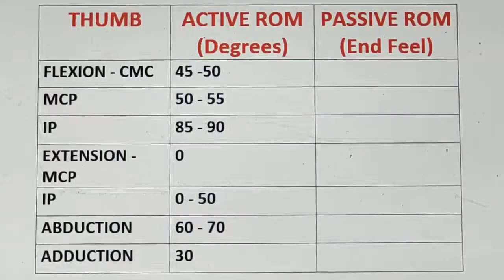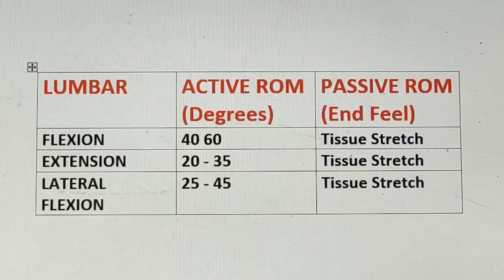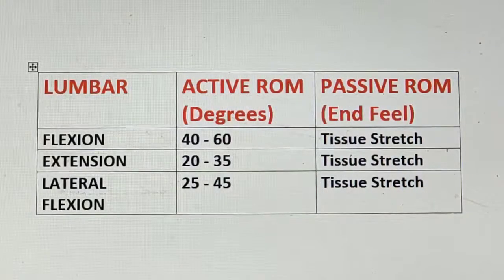Okay. Next is the lumbar joints. So the normative values of the lumbar joints, there are 4 movements or range of motions. The flexion of the lumbar joint, the active range of motion in degrees is 40 degrees to 60 degrees. And the passive range of motion and end feel of the lumbar joint on flexion is tissue stretch.